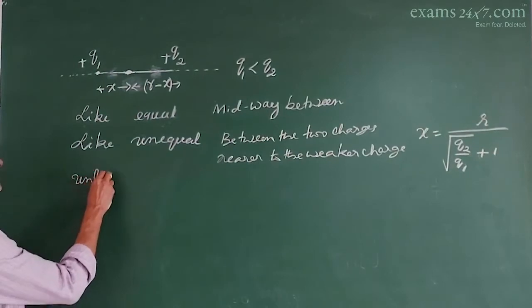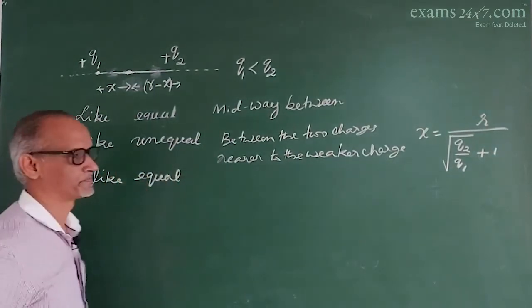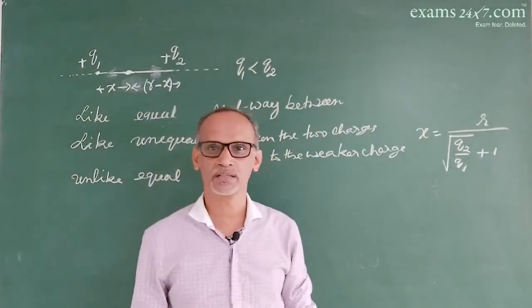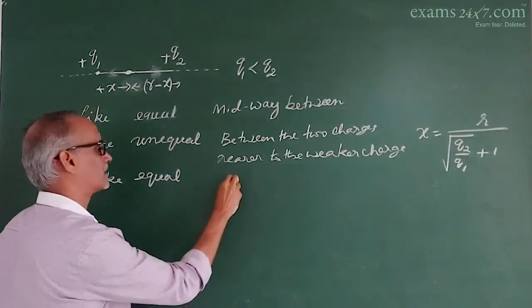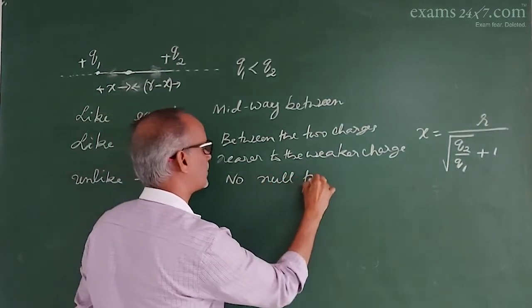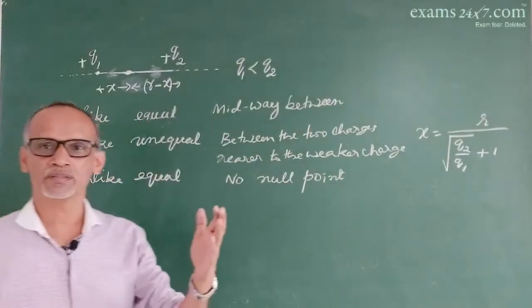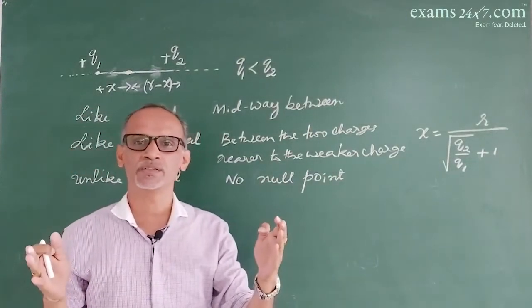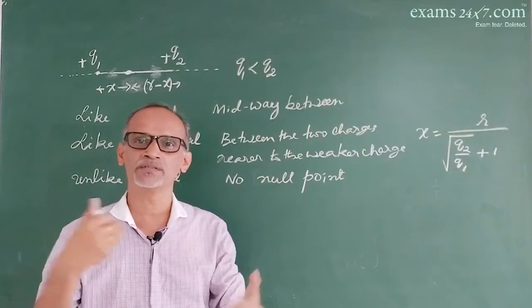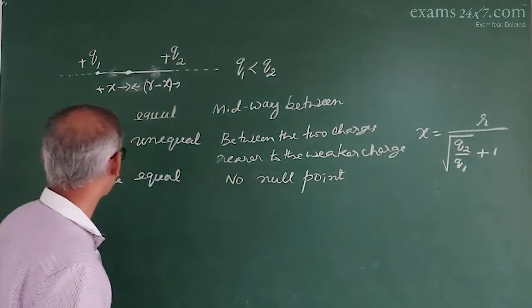Now, what if the charges are unlike charges and if they are of equal magnitude? If the charges are unlike charges and of equal magnitude, then there will not be any point. So, no null point is possible in this case. The reason is that between the two charges, the two fields will get added up. So, that's why there is no null point.